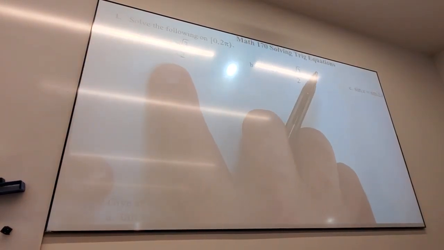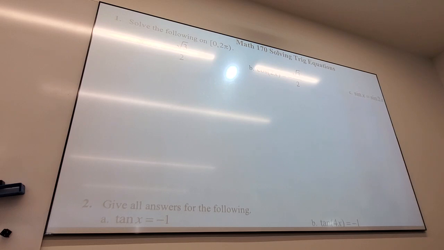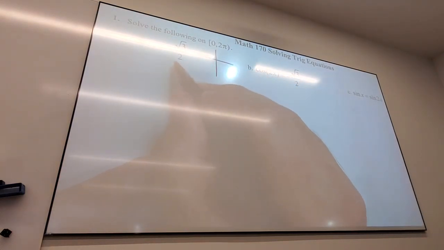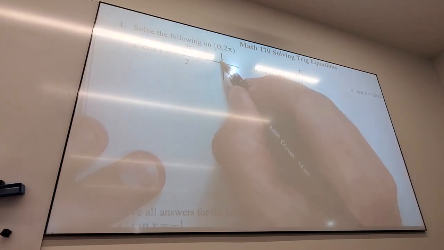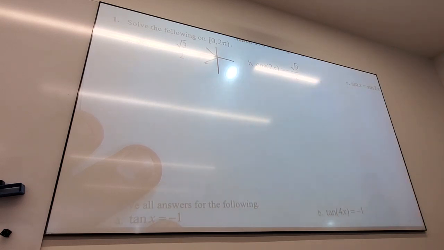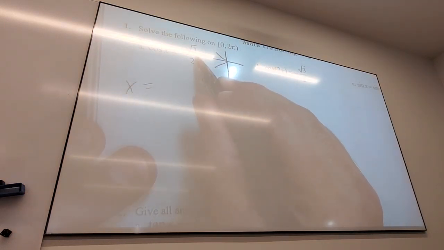First one. If you are not drawing pictures, you're not going to lose points, but I don't quite understand you. Pictures help us out so much. Before I do anything, what quadrant will the answer need to live in? 2 and 3. Yeah. I do that just so as I go into it, I know the answer should end up in those quadrants. So cosine of what angle gives me root 3 over 2?